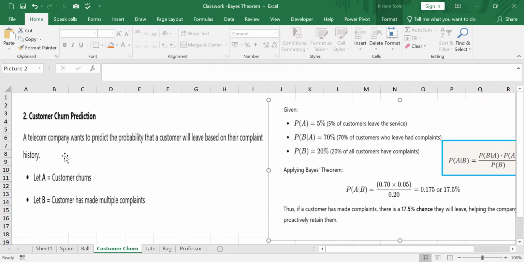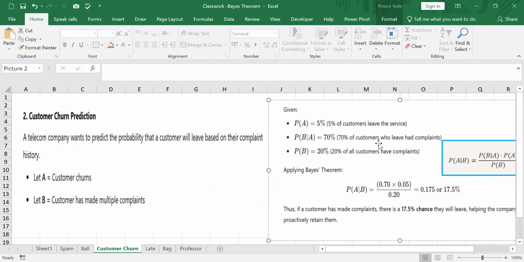Next, a telecom company wants to predict that a customer will leave based on their complaint history. A is customer churns, how many customers are leaving, and B is customer has made complaints. So P of A is 5%. 5% of customers leave the service, whether they have a complaint or not.